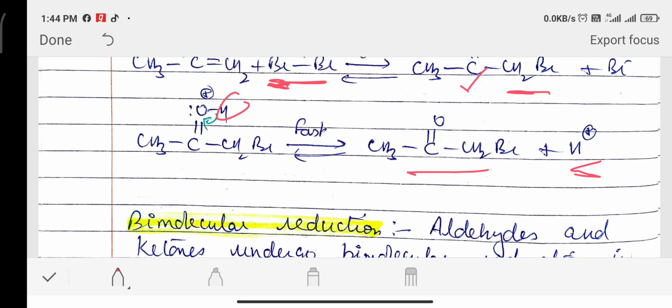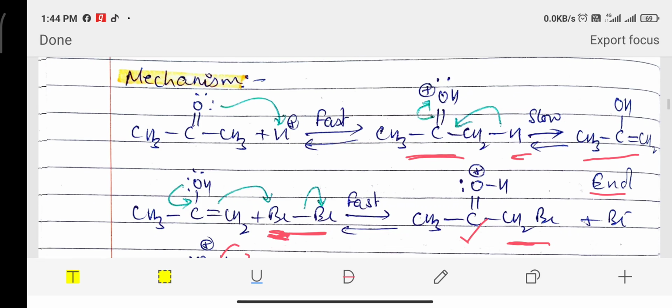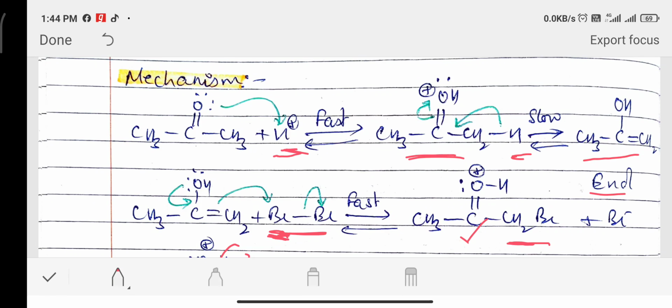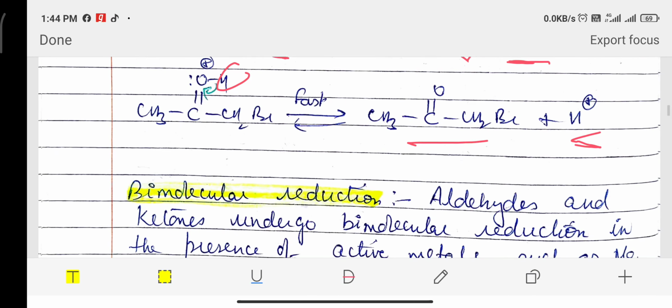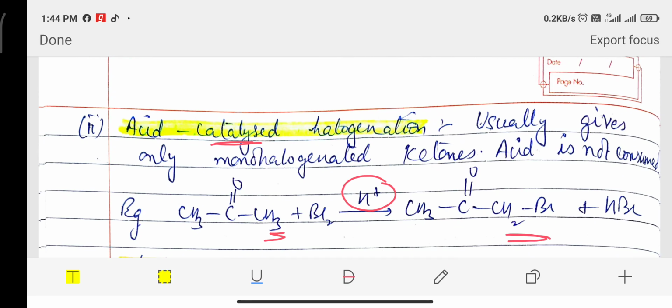So in this, the H which is used at the start is released in the end. The hydrogen which is used in the starting is released in the end. So it is an acid catalyzed halogenation.